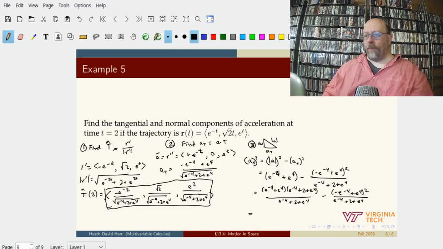All right, start multiplying out. Foiling this here: e to the negative 4 times e to the negative 4 is e to the negative 8, plus 2e to the negative 4. e to the negative 4 times e to the positive 4 is e to the 0. We add the exponents, and e to the 0 is 1. e to the 4 times e to the negative 4 is 1 again, plus 2e to the 4 plus e to the 8. Okay?